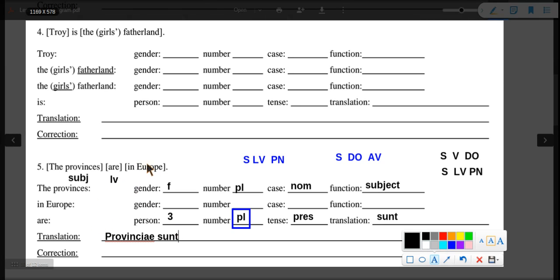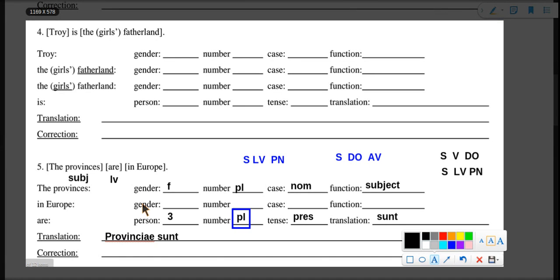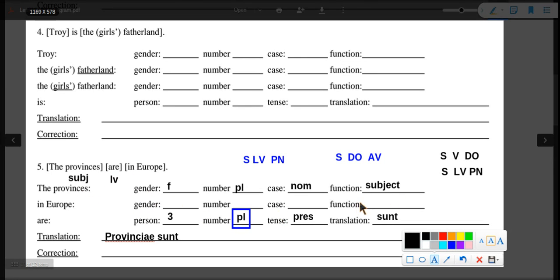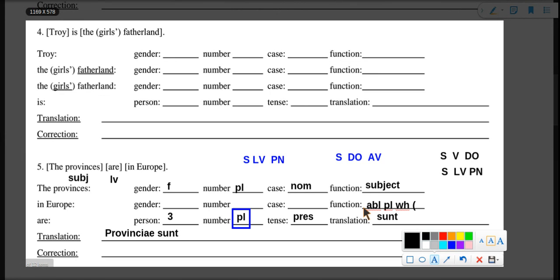Now we can come back to in Europe. So you see, in Europe is a type of prepositional phrase. If we ask, what question is this answering? The answer would be where the provinces are. They are in Europe. So we actually have our ablative place where. If you remember, our construction for ablative place where in Latin is in plus the ablative case.